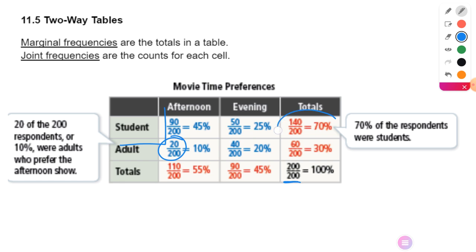Over here, this marginal frequency says that altogether there were 140 students out of 200 respondents, so that's 70% of the respondents were students. All right, that's a little background to get you thinking, get you started. Now let's take a look.